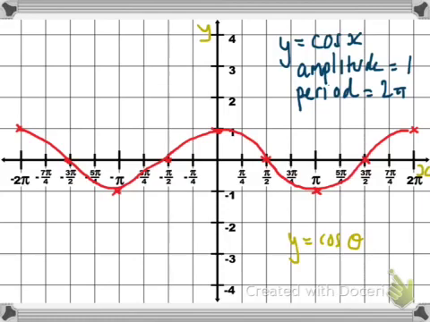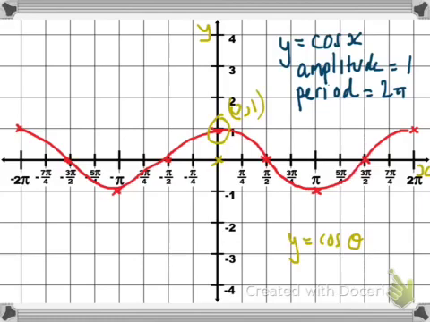Right, the cosine of 0 degrees is 1, hence we've got the point there, 0, 1. And we know that this graph, unlike the sine graph, starts on the axis. So it starts at that 0, 1, whereas the sine graph starts at the origin, because the sine of 0 is 0. So a different starting point here.